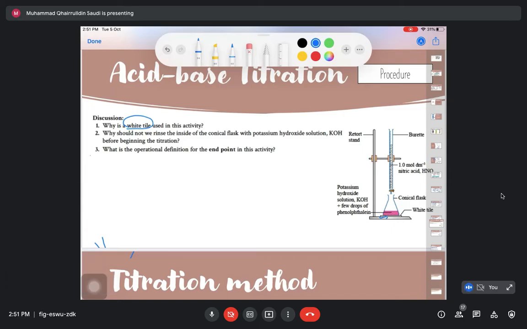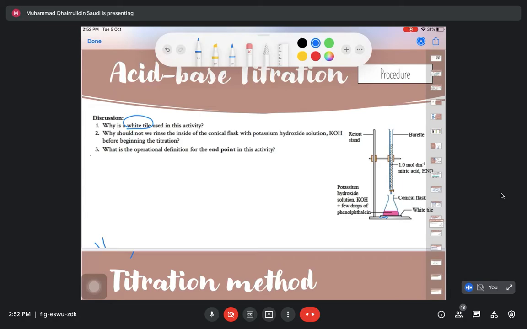Okay, because the colour change from pink to colourless. Okay, so bila awak ada white tile, it will be easier for you to determine pink tu semua dah hilang ke belum. Atau sebab kalau kita buat dekat atas permukaan, let's say our table is in black, so you will hardly see any pink. Bila pink tu dah dilute, awak tak nampak pink tu. Awak ingat semua dah turn colourless, padahal ada lagi warna pink. Let's say macam tu. That is why we use our white tile to observe colour changes accurately.